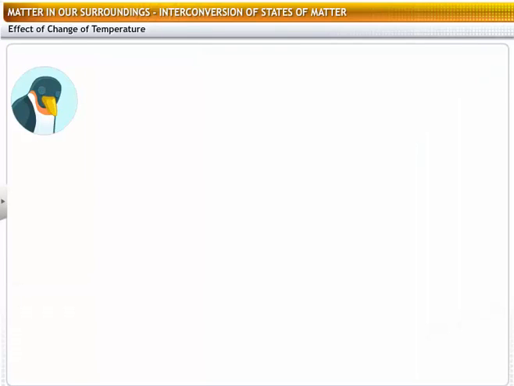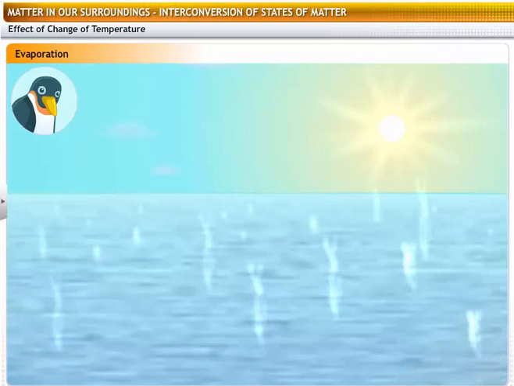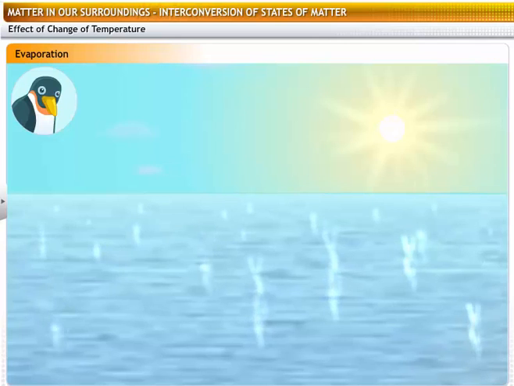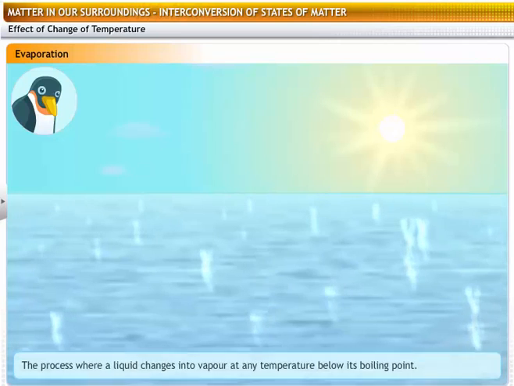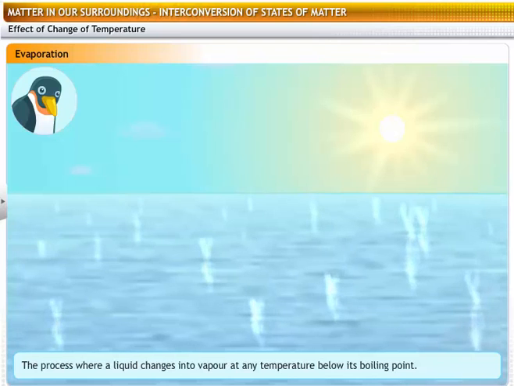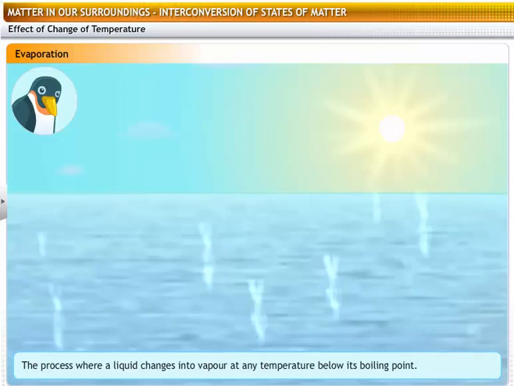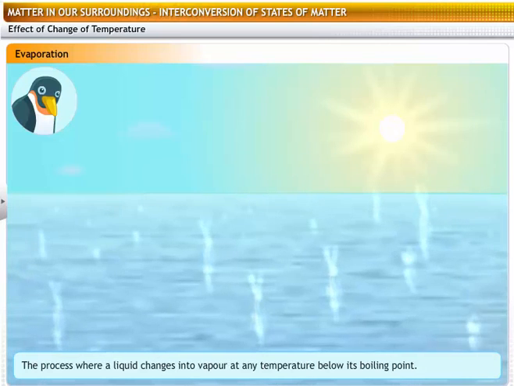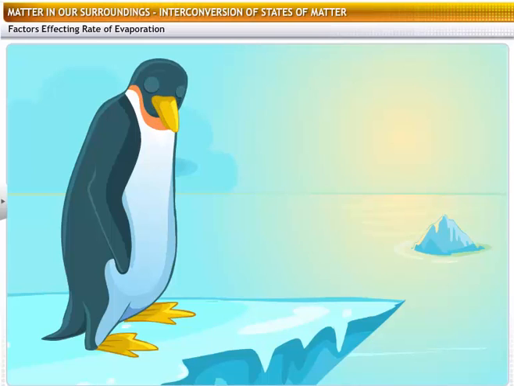But do we really need to heat things to change them from one state to another? Not necessarily. For example, seawater absorbs the heat from the surroundings and vaporizes, leaving behind the salt that was dissolved in it. This process is known as evaporation. Thus, a process where a liquid changes into vapor at any temperature below its boiling point is called evaporation. Evaporation occurs only at the surface of the liquid. Interesting. Tell me more.